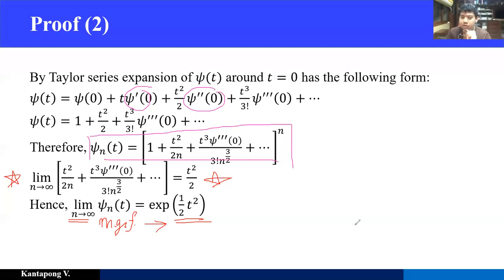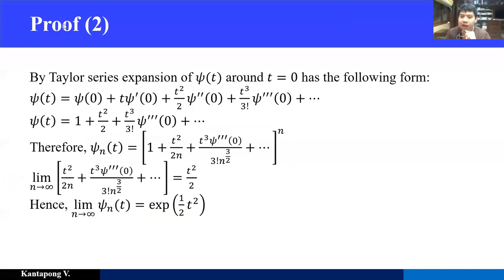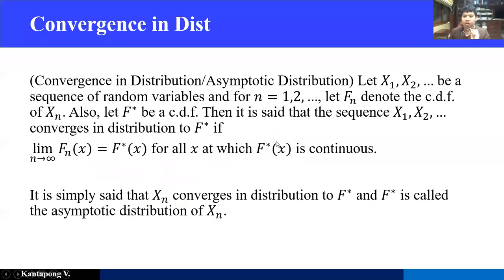Okay, not the full magic, but I think you have seen the detailed outline. For the detail, I think you have to look in the textbook because it is somewhat complicated, especially the algebra here. You have to put in some lemma before proving this. Okay, and that's all about the central limit theorem.